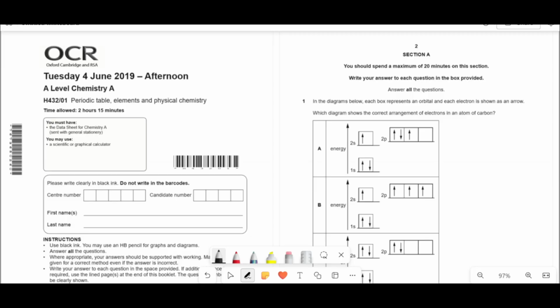Hello everybody, welcome back to another episode of the A-Level Cookbook. Today we're going to be doing the OCR A-Level Chemistry A June 2019 paper, so let's get started.